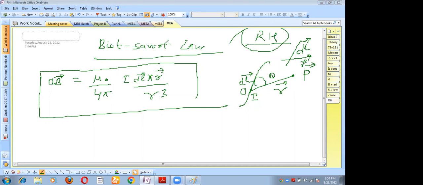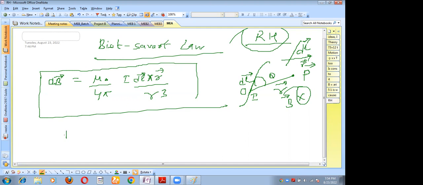We have to find the direction of the cross product dl cross r. So obviously it should be correct. So this is the very first step. If you can find this, you will be able to find the direction anytime.